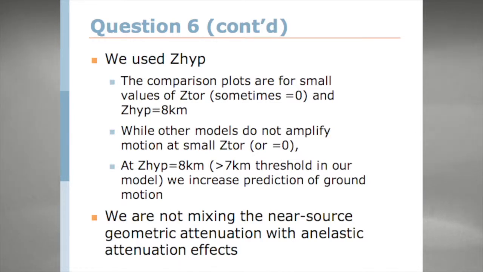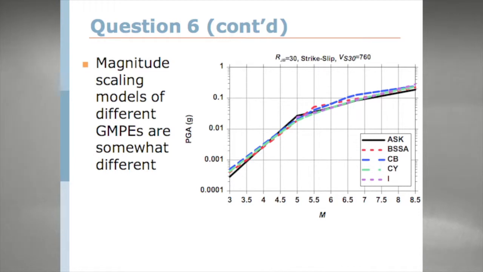The other thing is that we didn't mix anything related to anelastic attenuation and short distance. So short distance is up to 80 kilometers, then we go to 300 kilometers. So there is basically not much messing up of the near source effect.